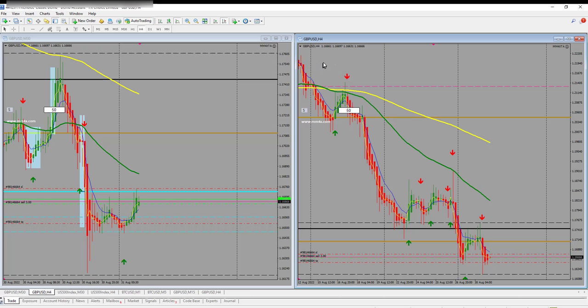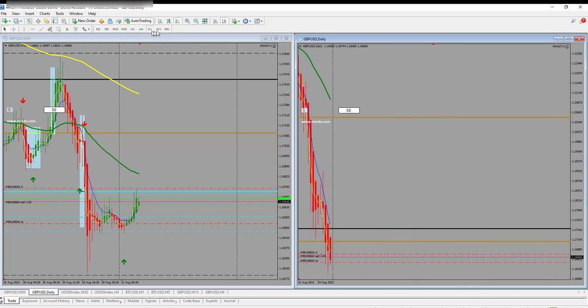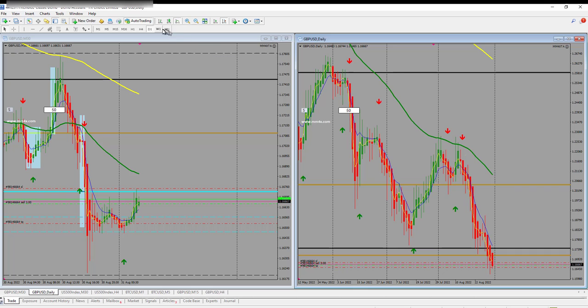So if we were to look here on a bigger time frame, like the daily time frame, or better yet, let's go to the weekly.